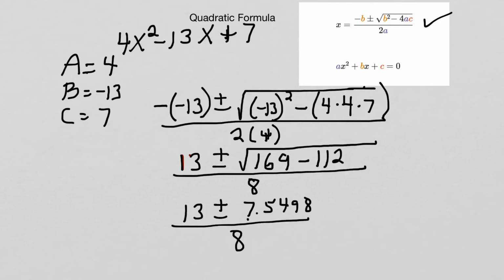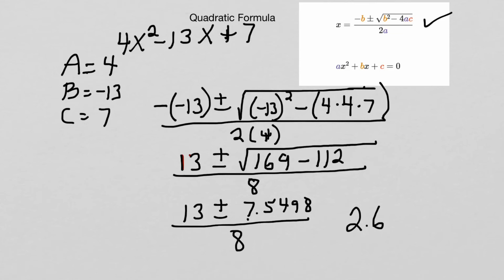All right, now we come down to it. We've only got 2 math problems to do. We're going to do 13 plus 7.5498 divided by 8. Then we have to do the bottom half, the minus part: 13 minus 7.5498 divided by 8. So I'm going to do the top first. 13 plus 7.5498 divided by 8 is going to give me 2.6.